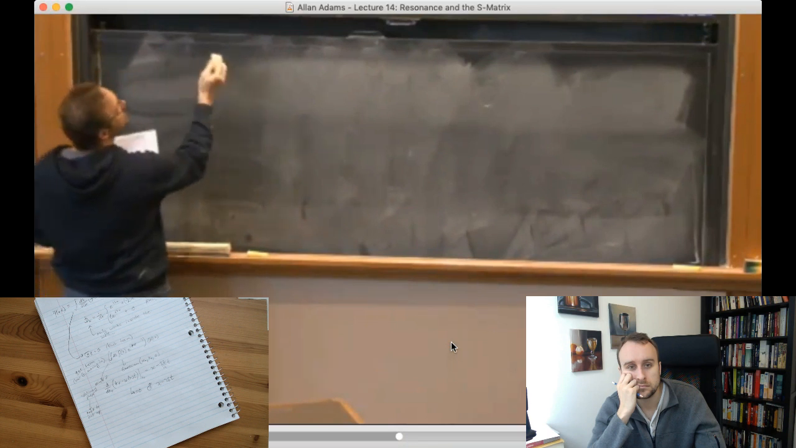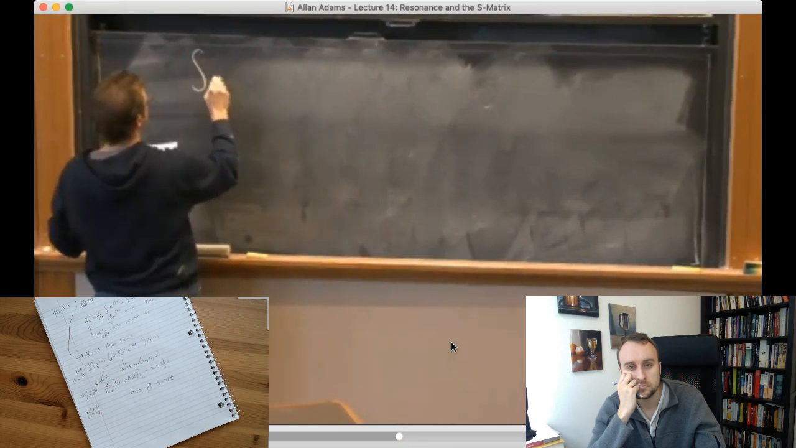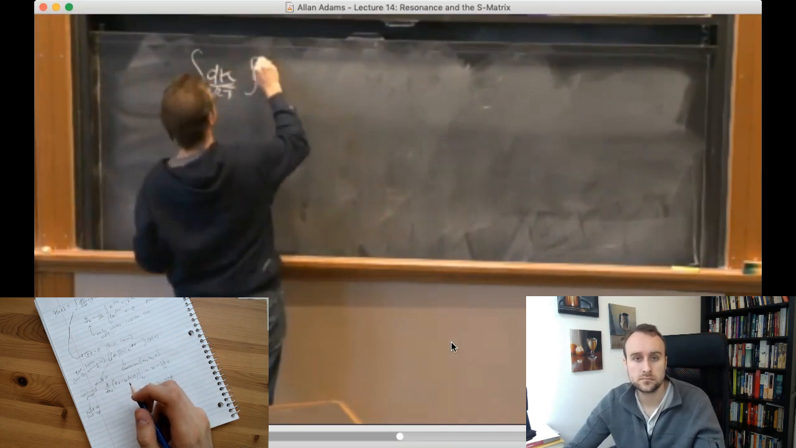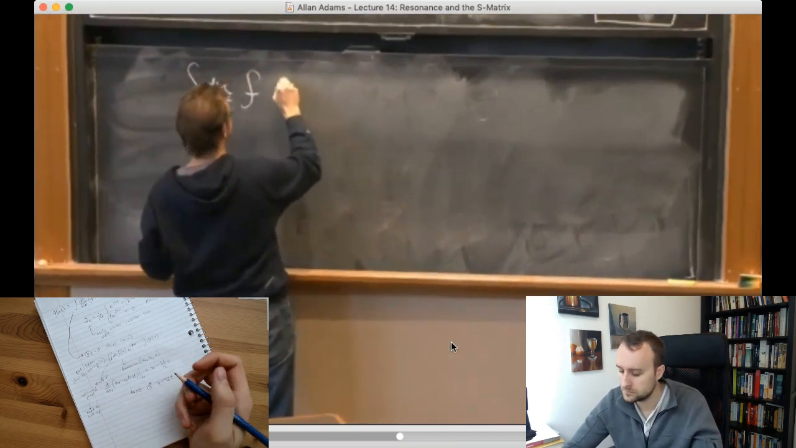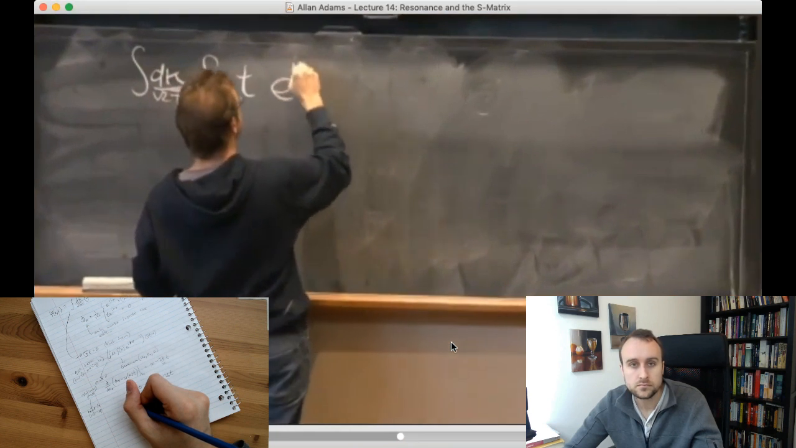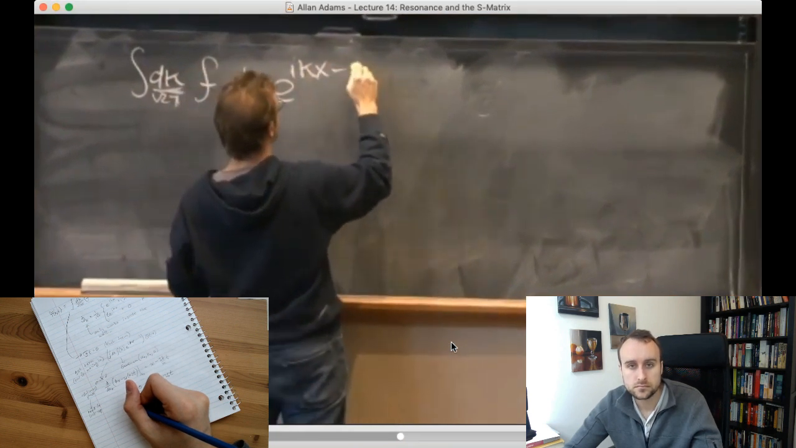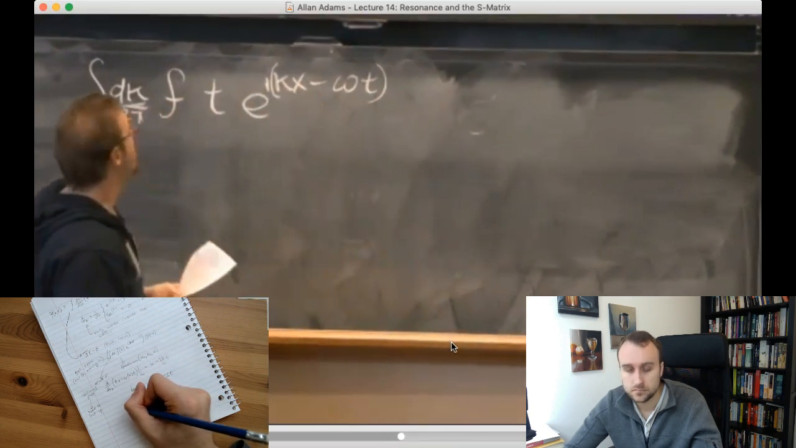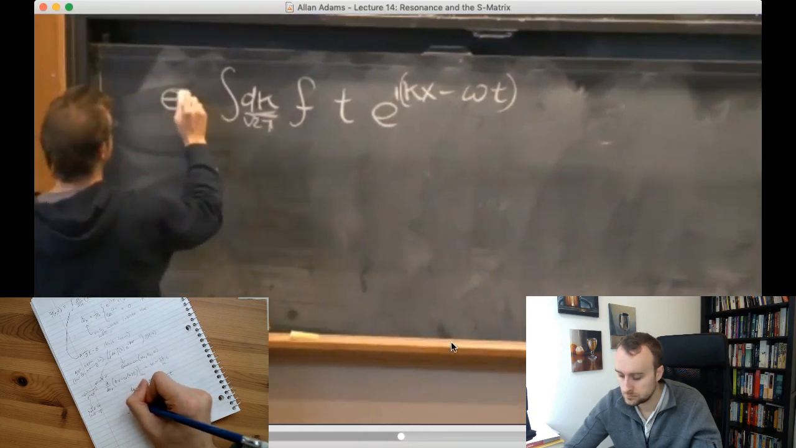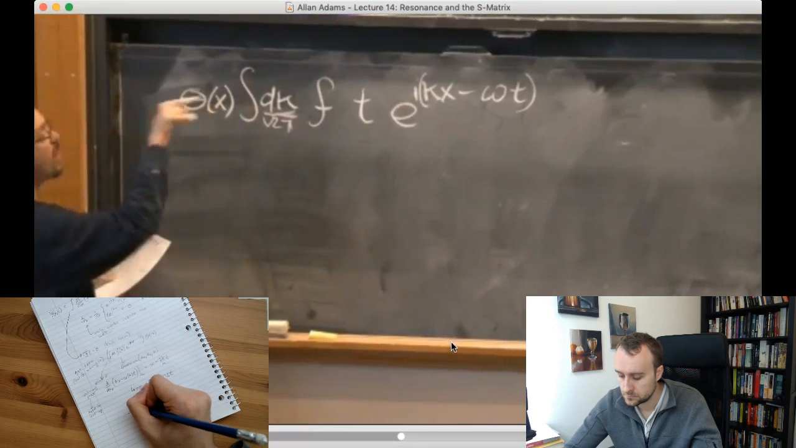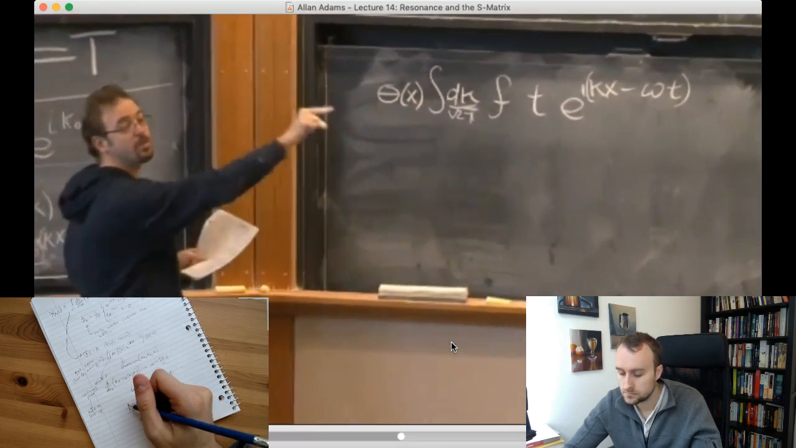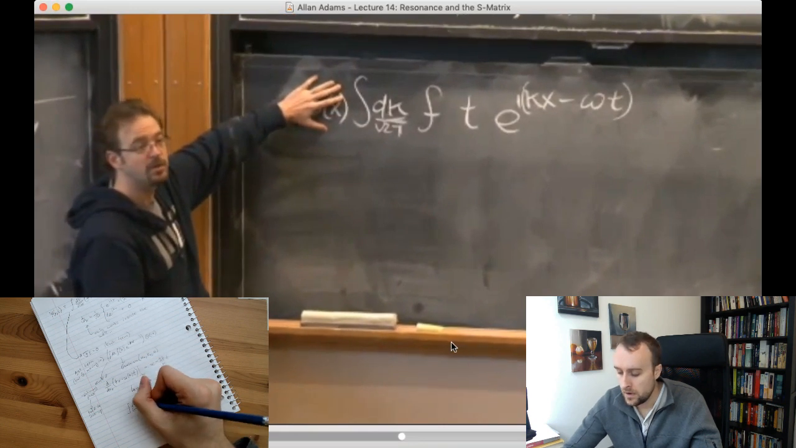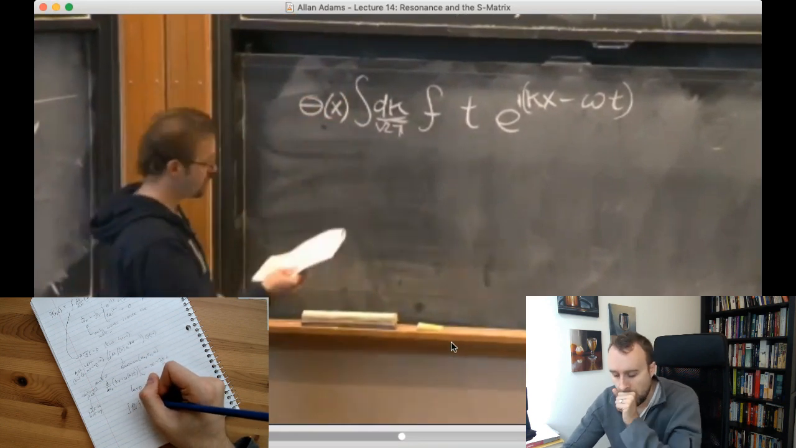In particular, that term looks like the integral dk over 2 pi of f times the transmission amplitude times e to the i(kx minus omega t). And there's an overall theta of x outside. But for late times, where the center of the transmitted wave packet should be positive, this theta is just going to be 1, so we can safely ignore it. It's just saying we're far off to the right.